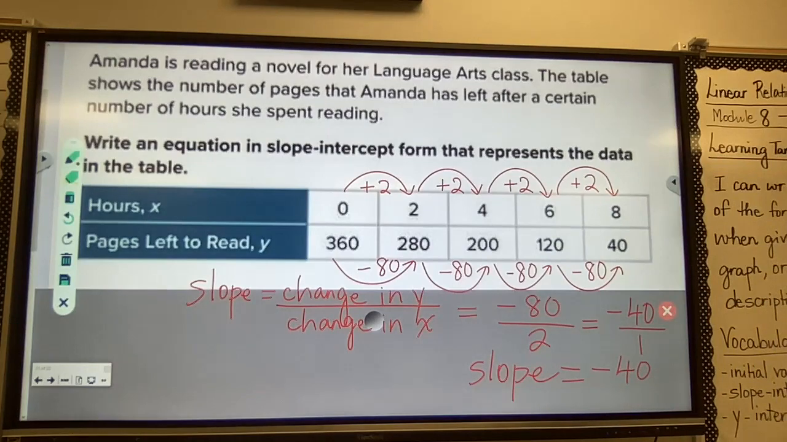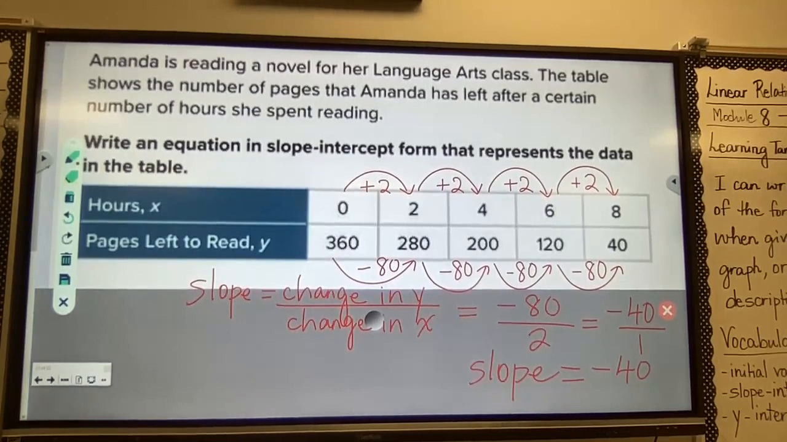Next, let's look at this really quick. What does the slope represent in the context of this situation? The number of pages left to read decreases each hour. So that's what the slope is representing.